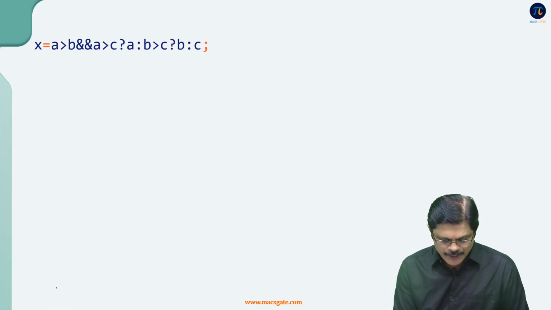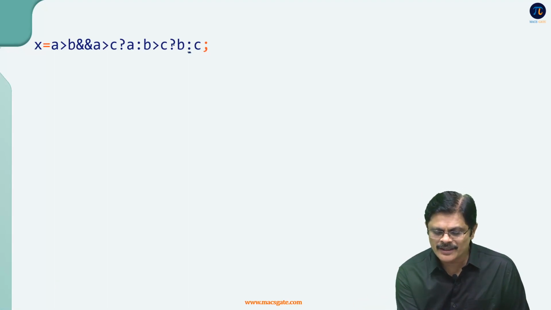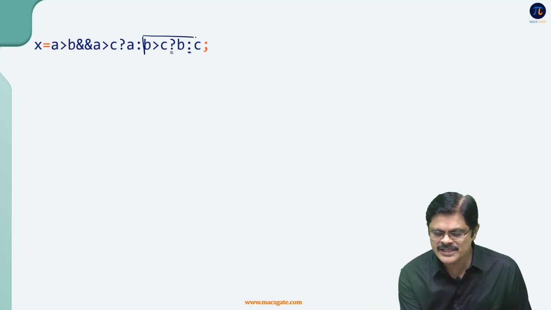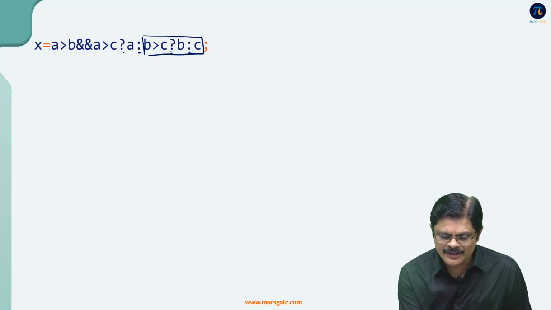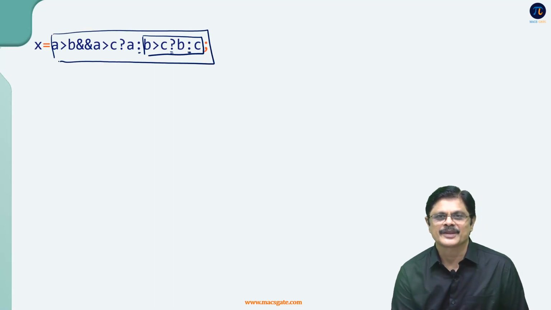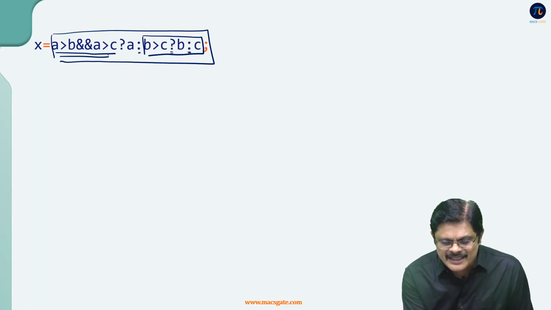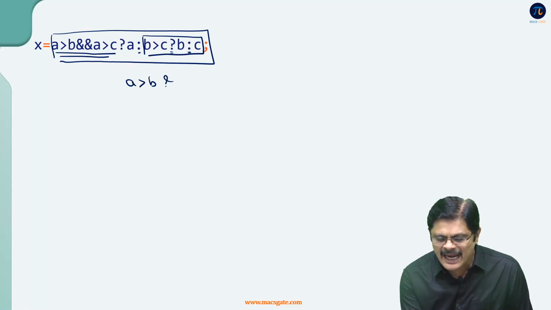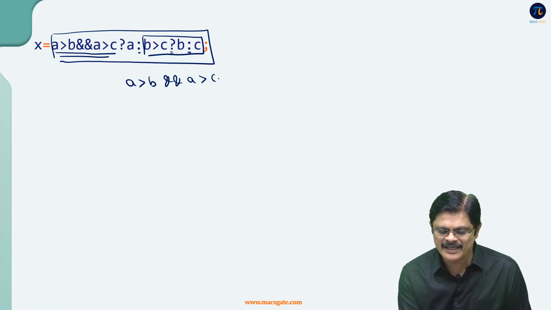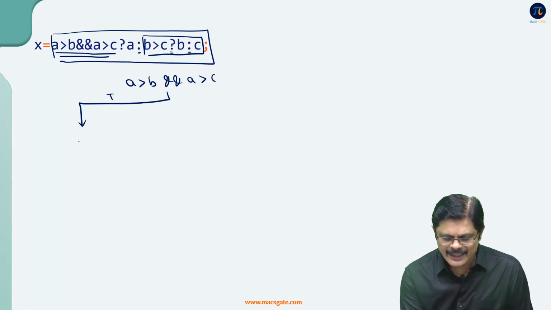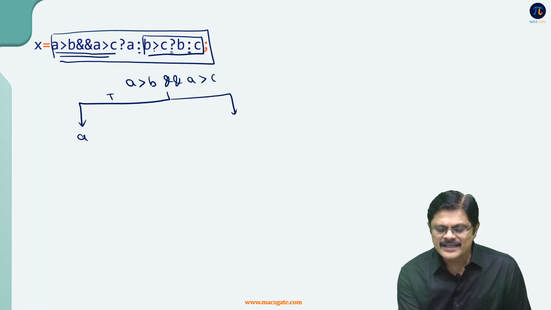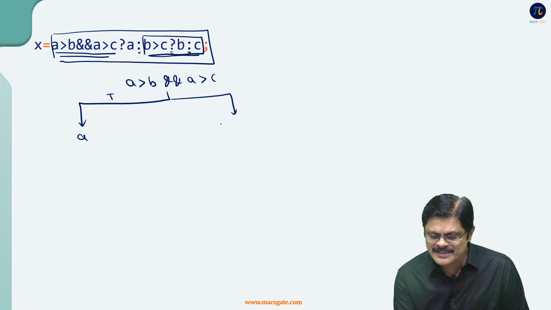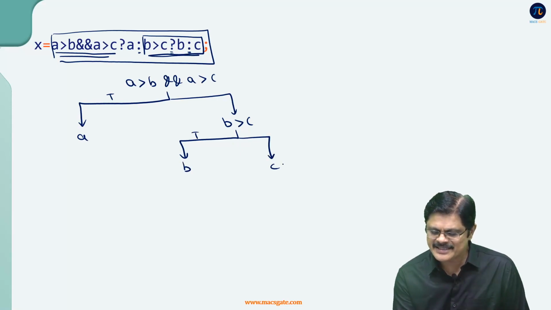As you know, we are going to evaluate from right to left. For this colon, this is the question mark, so this is one expression, and for this colon, this is the question mark, so this entirely is the second expression. First we evaluate a greater than b and a greater than c. If it is true, a is the output, otherwise this is evaluated. We check whether b greater than c. If b greater than c is true, then b is the output, else c is the output.